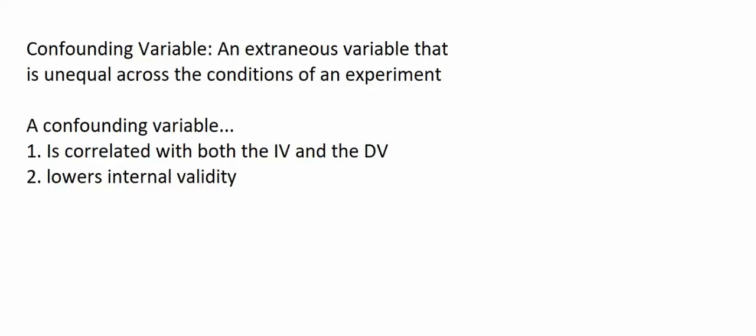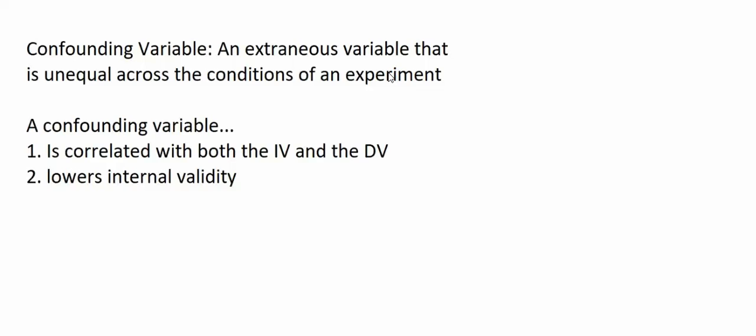In this video, I'm going to be talking about something called a confounding variable. A confounding variable is a certain type of extraneous variable, and it's an extraneous variable that's unequal across the conditions of an experiment. So, a confounding variable is something that isn't being studied by the researcher, and it might affect the results, and it's also unequal across the conditions of the experiment.